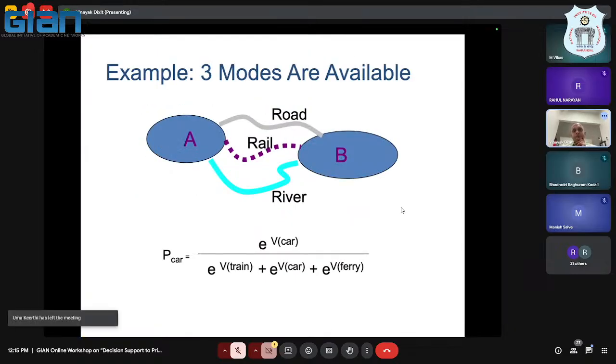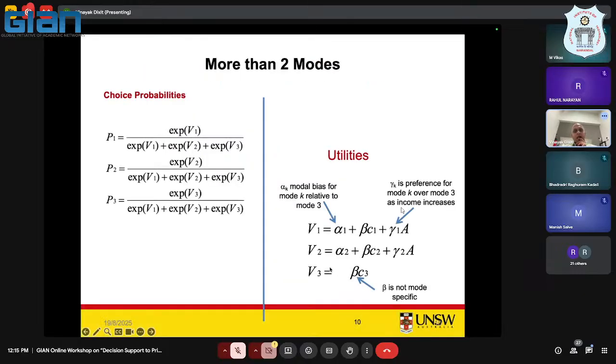Now, if there are 3 modes, then this becomes E raised to power V car divided by E raised to power V train plus E raised to power V car plus E raised to power V ferry. And that's basically what the choice probabilities are.